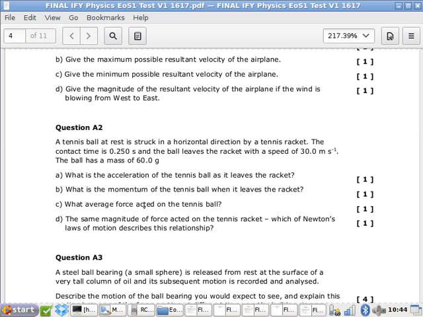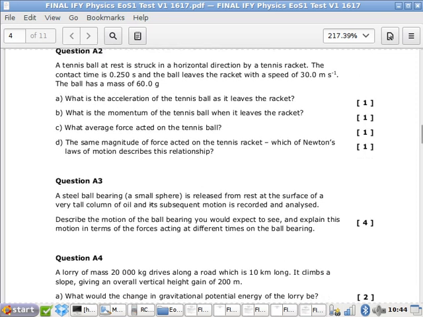What's the force? That's mv minus mu over t, the delta p over t. You know, this one here: a steel ball is released from rest at the surface of oil. Describe the motion you would expect to see, and explain this in terms of forces. So it's slow at the beginning, and it speeds up, but then it doesn't continue to speed up. It will reach a maximum velocity called the terminal velocity.